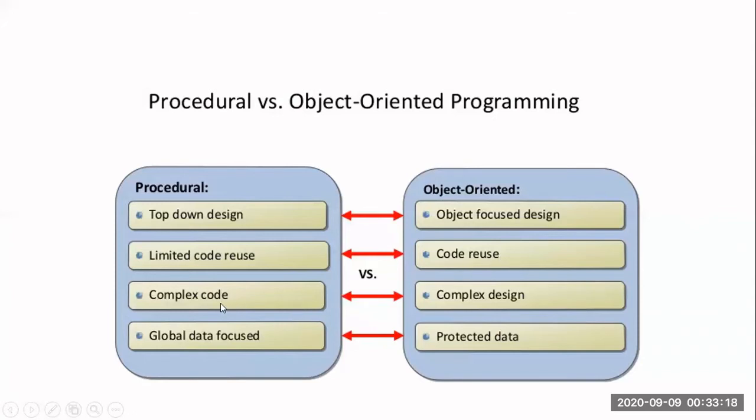And then in procedural languages, the coding part is going to be the complex part. In object-oriented programming, rather than the coding, the way we design is going to be complex. So the designing part is going to be complex, and here global data is the focus. That means everything is considered as global data.